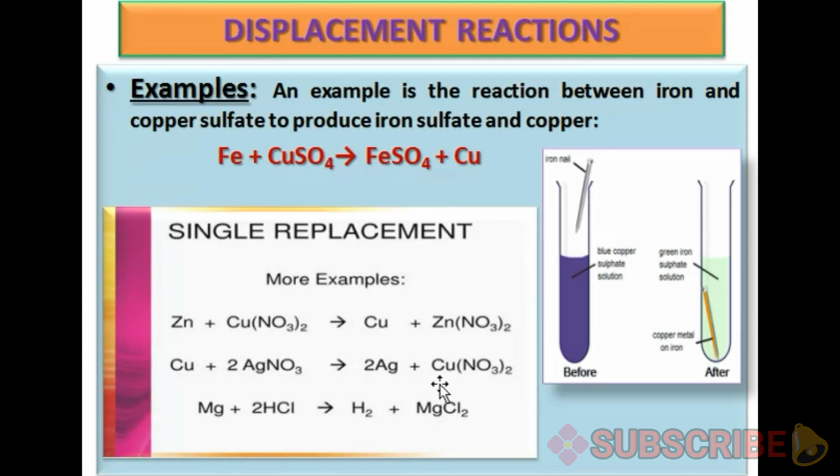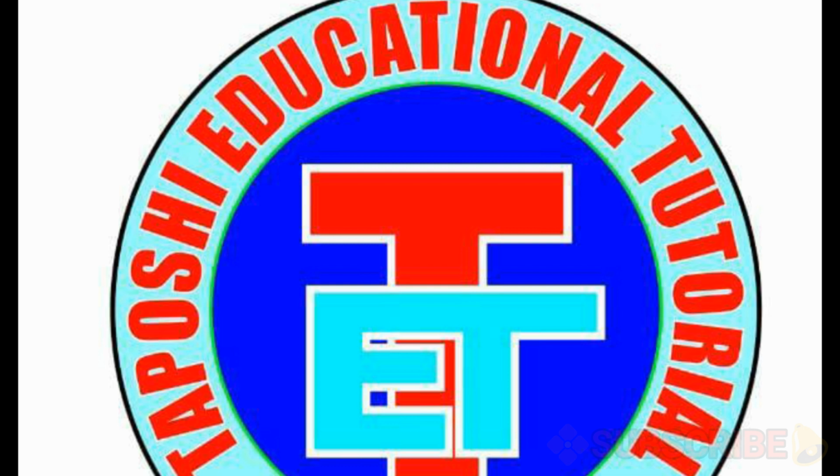I hope, students, in this part you easily understand what I mean and what I discussed here. Hope you enjoyed this part. I will come next to the double displacement reaction.